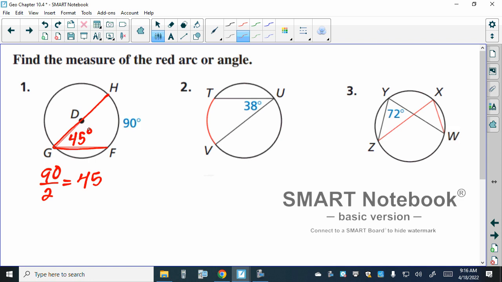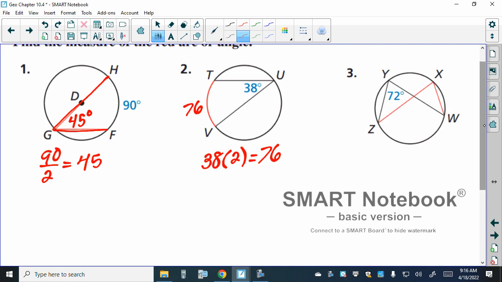Well, we're going to take 38 and do what to it? Multiply it by 2, because we're going from an inscribed angle to an arc. And 38 times 2 is 76. And lastly, we want to find the measure of angle X. It would be 72, exactly, yes. Because since these two angles share the same arc, they're going to be congruent to each other. Any other questions on this here so far?